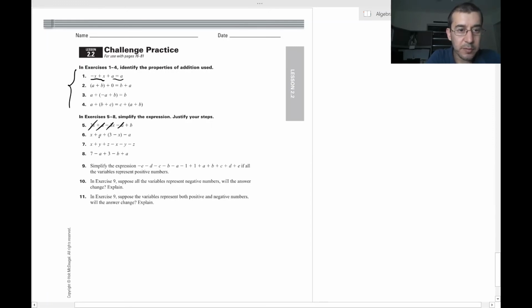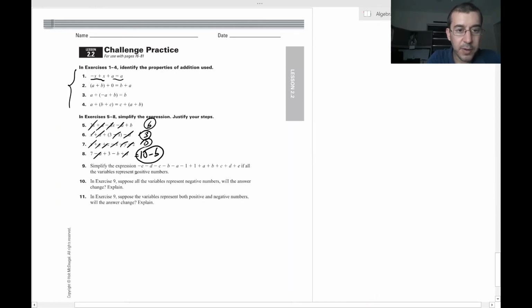Number 6, x plus a plus 3 minus x minus a. So a and minus a cancel out. x and minus x cancel out. So we just have 3. So b is for 5, 3 is for 6. For 7, we have x and minus x cancel out, plus y minus y cancel out, plus z and minus z cancel out, so we have 0. For 8, we have minus a and a cancel out, 7 plus 3 is 10, and then minus b. 10 minus b is the answer for 8.